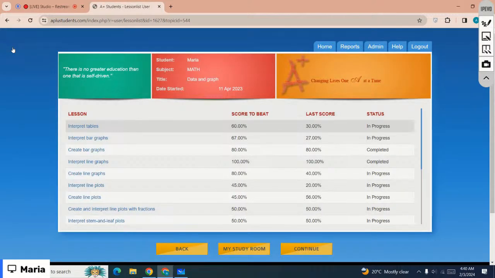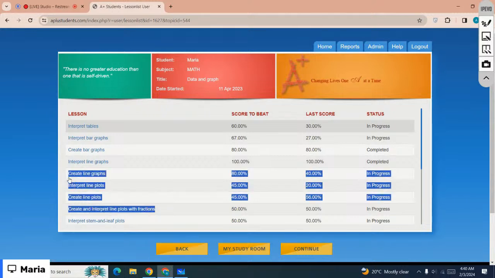So we're working on grade 8 math. The lesson we're working on is data and graphs, and the lessons we have completed today are create line graph, interpret line graph, create line plots, create and interpret line plots with fractions, right? So please make sure before the next session you complete all the practice questions for the lessons we did today. That is your homework until the next session, right?